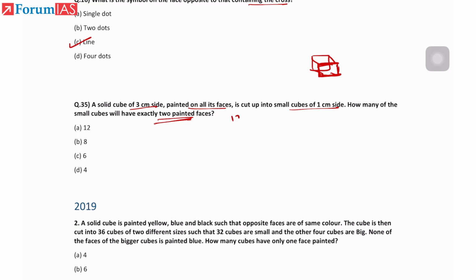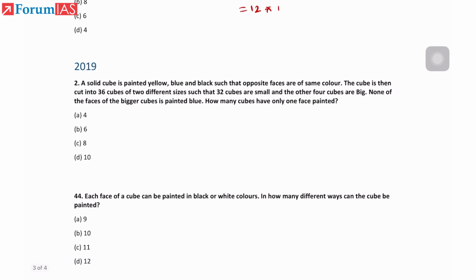So the formula is 12 into (n minus 2). In this case n is 3, so 3 minus 2 is 1, and 12 into 1 is 12. So the answer is 12. You see, just remembering simple 3 to 4 formulas and 2 basic rules, we can answer all these questions easily.